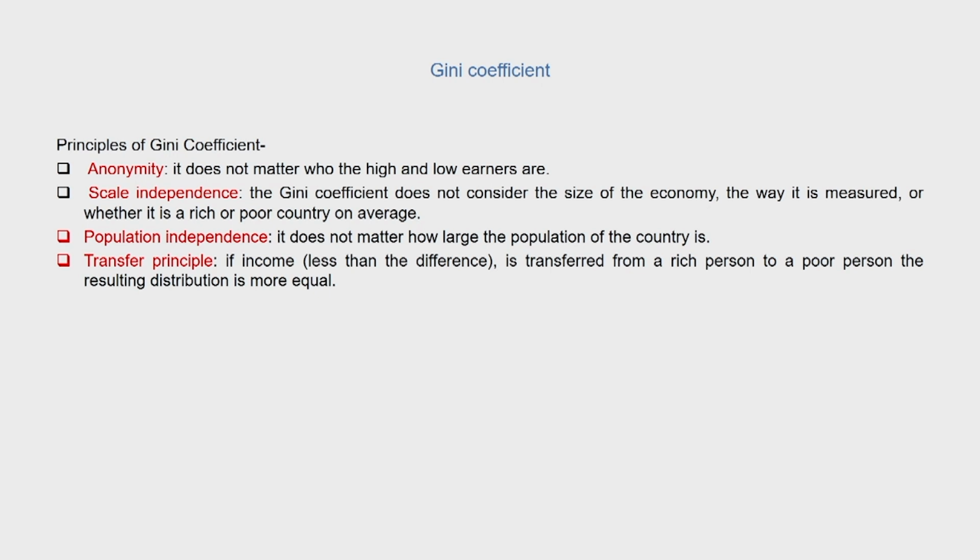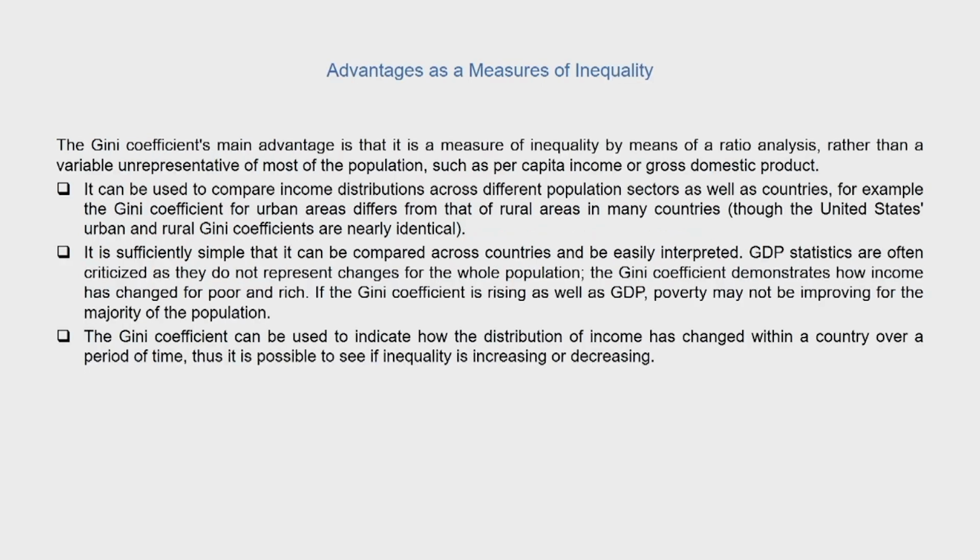And it does not matter how large the population of the country is, and if income is transferred from a rich person to a poor person, the resulting distribution is more equal. So it satisfies all of these principles, because of which the Gini coefficient is a highly used measure of inequality. Now let us pinpoint what are some of the main advantages of using the Gini coefficient as a measure of inequality.